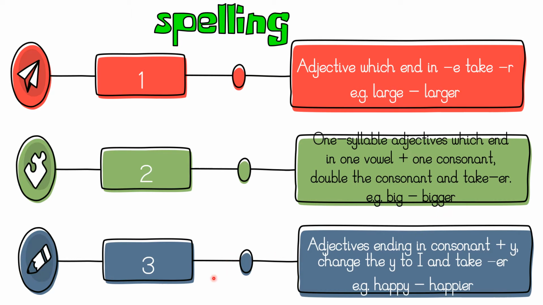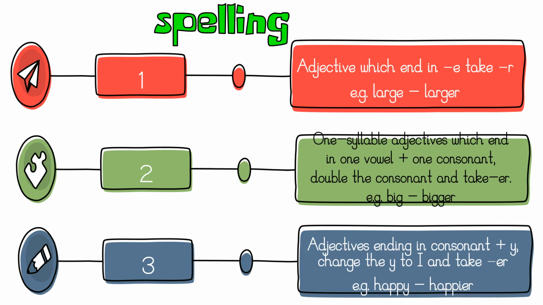Alright, now the third one: adjectives ending in consonant plus y, change the y to i and tag er. For example, happy, drop the y, then you put ier, happier. Actually, this one you don't need to just memorize it. The most important thing is you need to do more and more revision. Along the way of your revision, along the way of your study, you will meet a lot of comparative forms or a lot of adjectives.